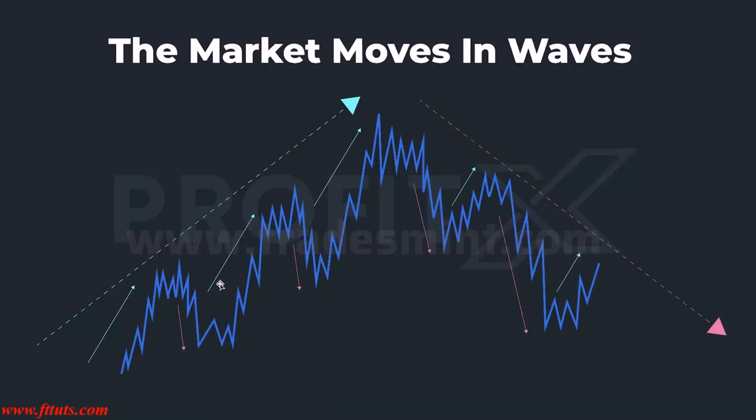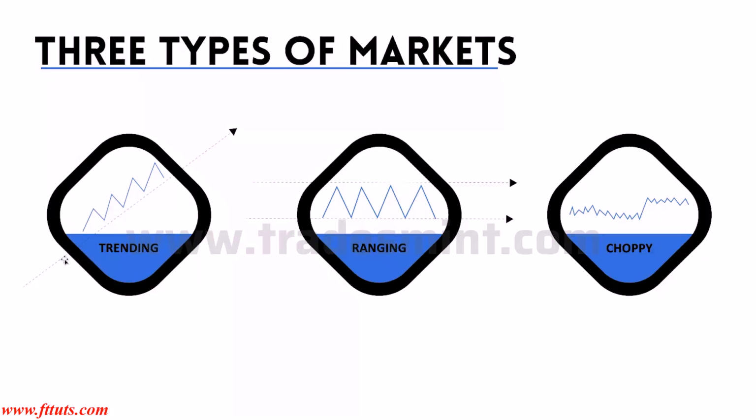And there are 3 types of markets when it comes to market structure. There are trending markets, meaning that the market is trending upward or trending downward. There's ranging markets. The market is moving sideways. So it's not going up or down. It's just moving sideways. It's trending sideways. And then you have the choppy market where there isn't a clear direction. It's not moving up or down. And also it's not ranging between 2 boundaries. There isn't a lot of volume. There isn't a lot of movement up or down.